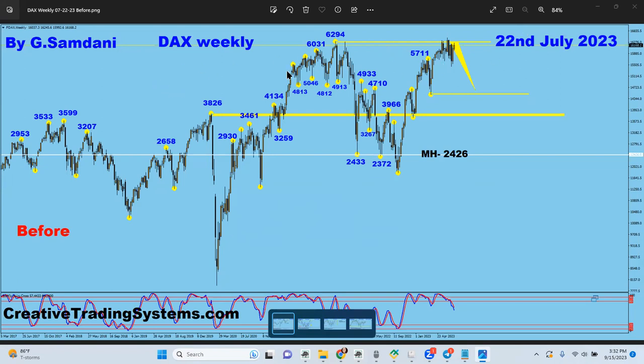So let's get started here. I made some of these charts back in July, right? Four of these: DAX, S&P 500, Nasdaq, and I guess US30. Let's take a look at those charts first, and one by one we will see how they're doing now. This was the chart I made, the DAX weekly chart, July 22nd.